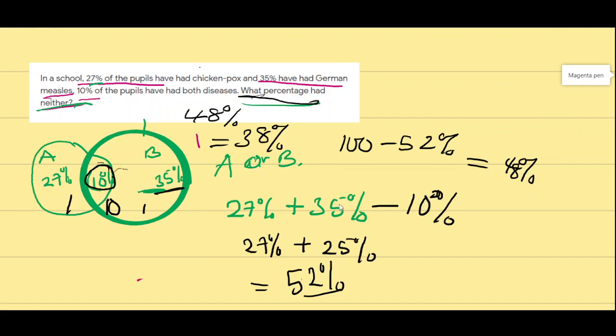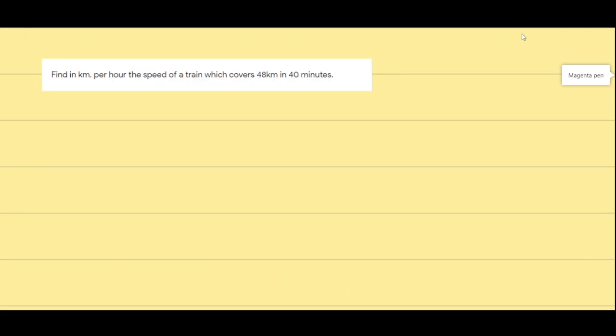If you're not careful in problems like this, you can blunder easily, really. So let's go to another problem and see what it has to offer us. So here we are asked to find in kilometer per hour the speed of a train which covers 48 kilometers in 40 minutes.